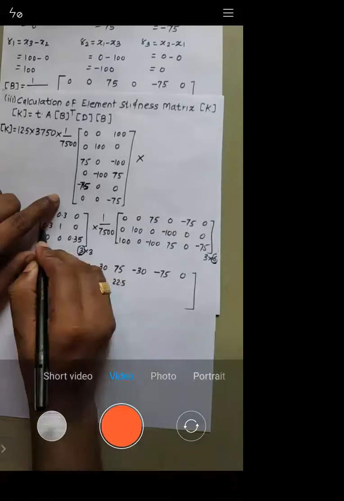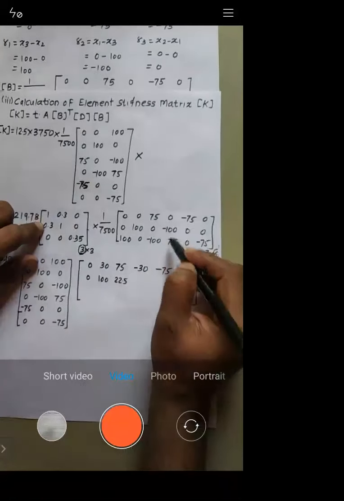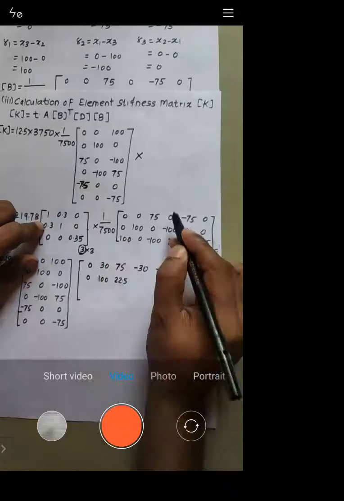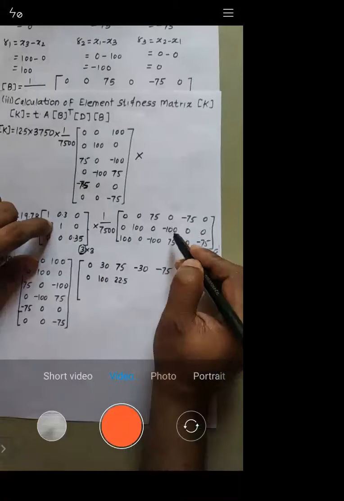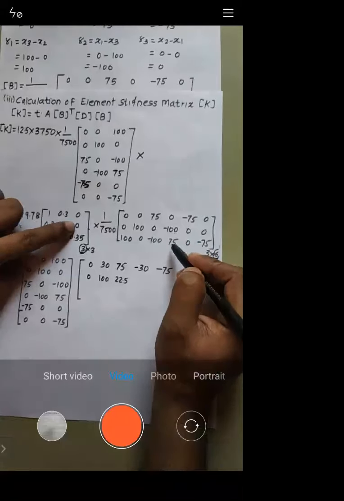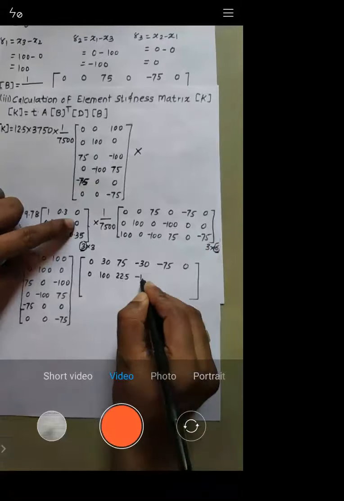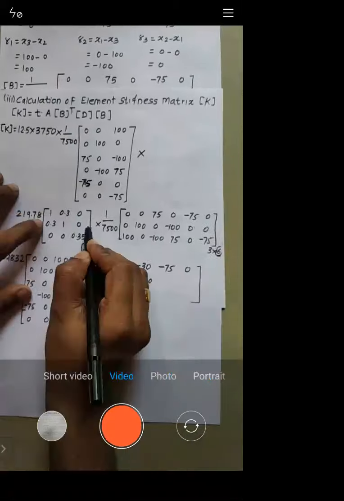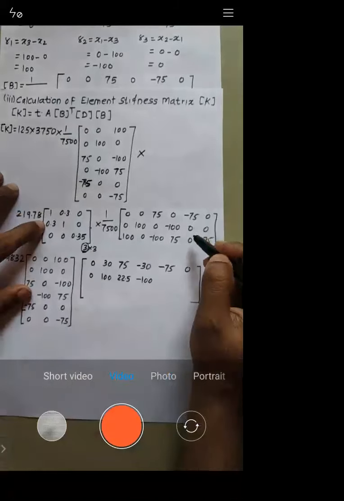Right. Now go to this row, right? This row and this fourth column. Second row, fourth column. 0.3 into 0 is 0. 1 into minus 100 is minus 100. 0 into 75 is 0. Okay, so this will come as minus 100. Next, go to the second row, fifth column.